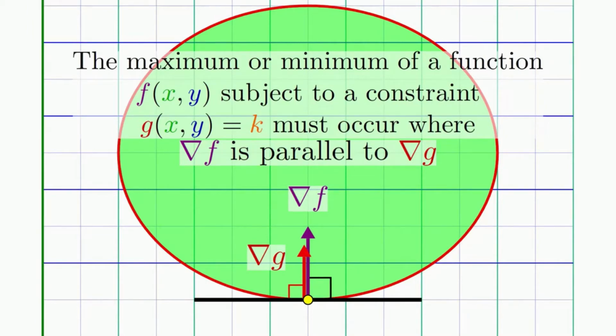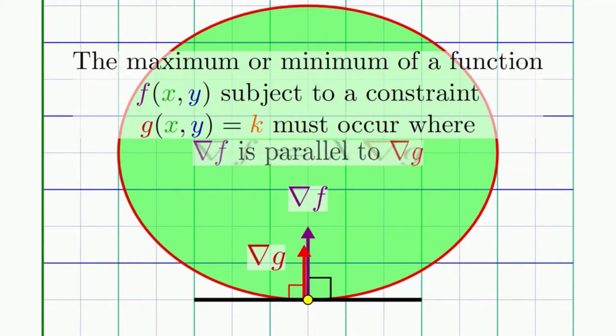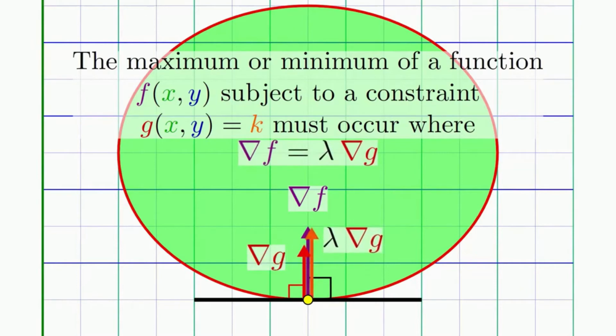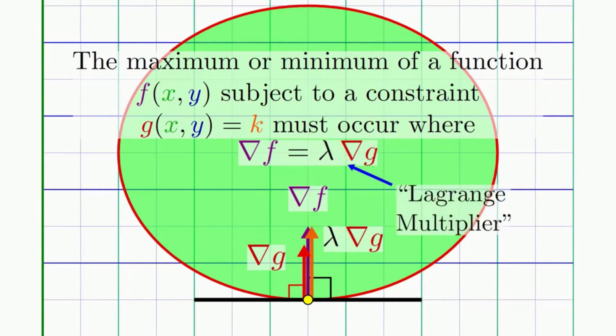Actually, there's one small change we can make to this statement that will make it more usable in solving a concrete problem. Remember that if two vectors are parallel, it means that one is a scalar multiple of the other. So another way we can express this criterion is to say that the gradient of f is equal to some constant scalar lambda times the gradient of g. This constant lambda, by the way, is called a Lagrange multiplier, which is where this technique gets its name.